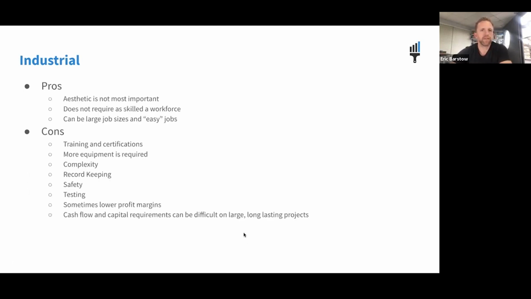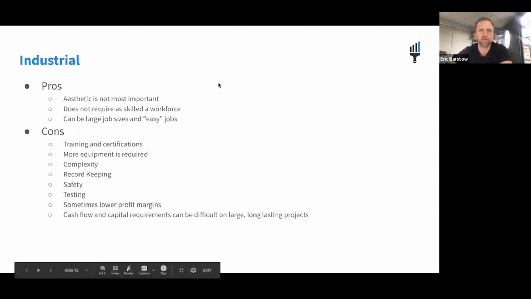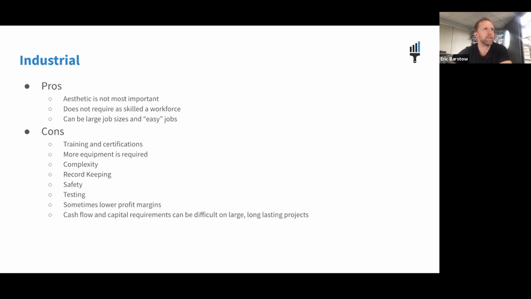Pros to this is aesthetics not as important. So imagine if you're doing a warehouse, they don't care about clean lines as much as a showroom would, or a townhome would. So aesthetic is not as important. So it doesn't require a skilled workforce. These can be really large and easy jobs. So for example, there's an Amazon distribution center that just went up 45 minutes from here. It was probably a $250,000 to $400,000 job. I don't know, but it's definitely in the hundreds of thousands was the size of the paint job. And it's basically one giant box. So you've got all these lifts and you're just spraying a huge building. So can be large, can be easy.